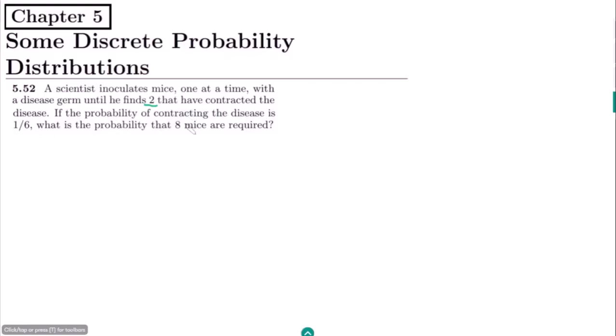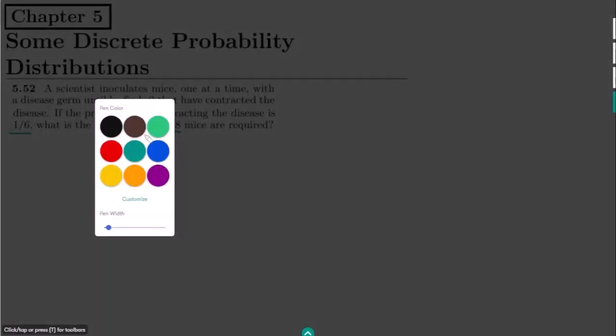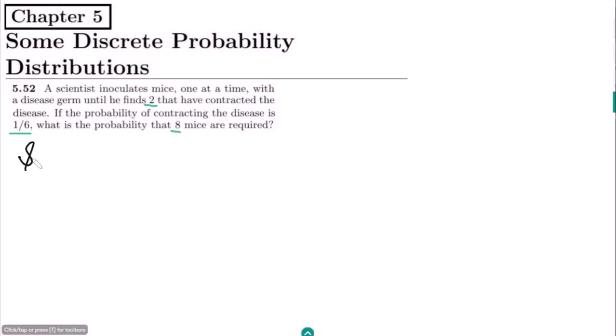If the probability of contracting the disease is 1 by 6, what is the probability that 8 mice are required? Okay, so now in solving it, let me solve it here. First of all, let me illustrate it by using this diagram. Let me have here 8 slots.